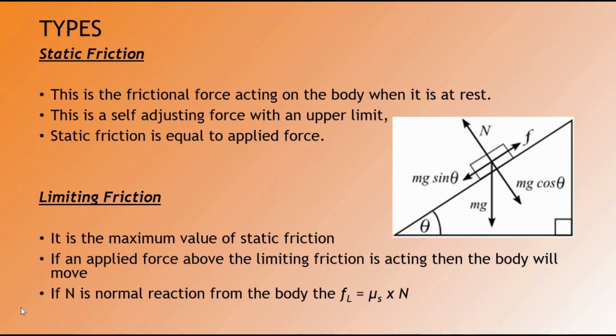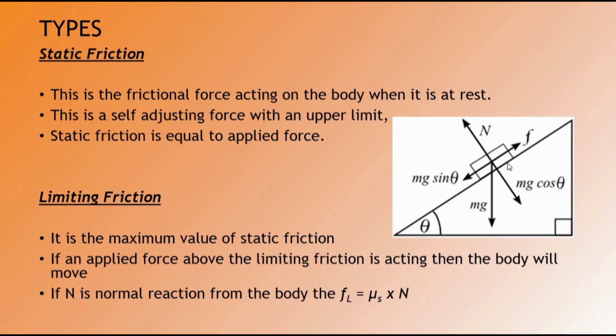Let's move on to types of friction. First, static friction. This is the frictional force acting on a body when it is at rest. This is a self-adjusting force with an upper limit. Now, what is self-adjusting force? As you see, a block is kept over a wedge in this example, and F is the frictional force on it, and mg sine theta is the component of its weight along the wedge.